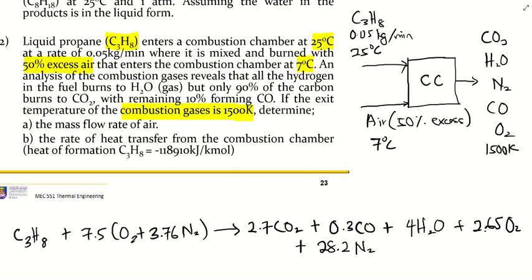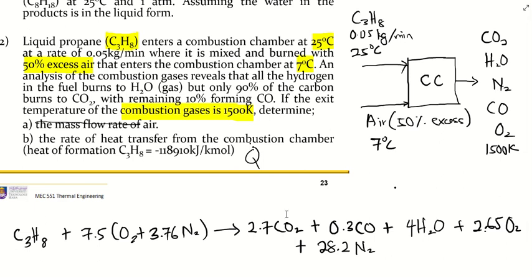So this is the balance equation from the previous example, and there is no need for us to determine the mass flow rate. We have determined this before. Alright, so this one we want to determine Q dot, the rate of heat transfer from the combustion chamber.